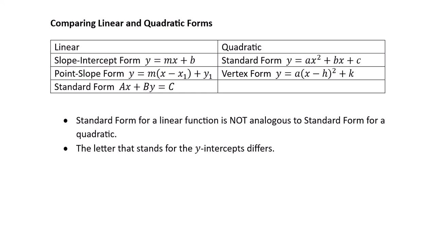Now we do need to mention that standard form for a linear function is not analogous to standard form for a quadratic. You can see the forms are quite different even though they both use the word standard. Now the letter that stands for the y-intercept also is going to differ. When we looked at slope-intercept form here, you had a y-intercept of 0, b. And when we look at standard form over here, it's 0, c.